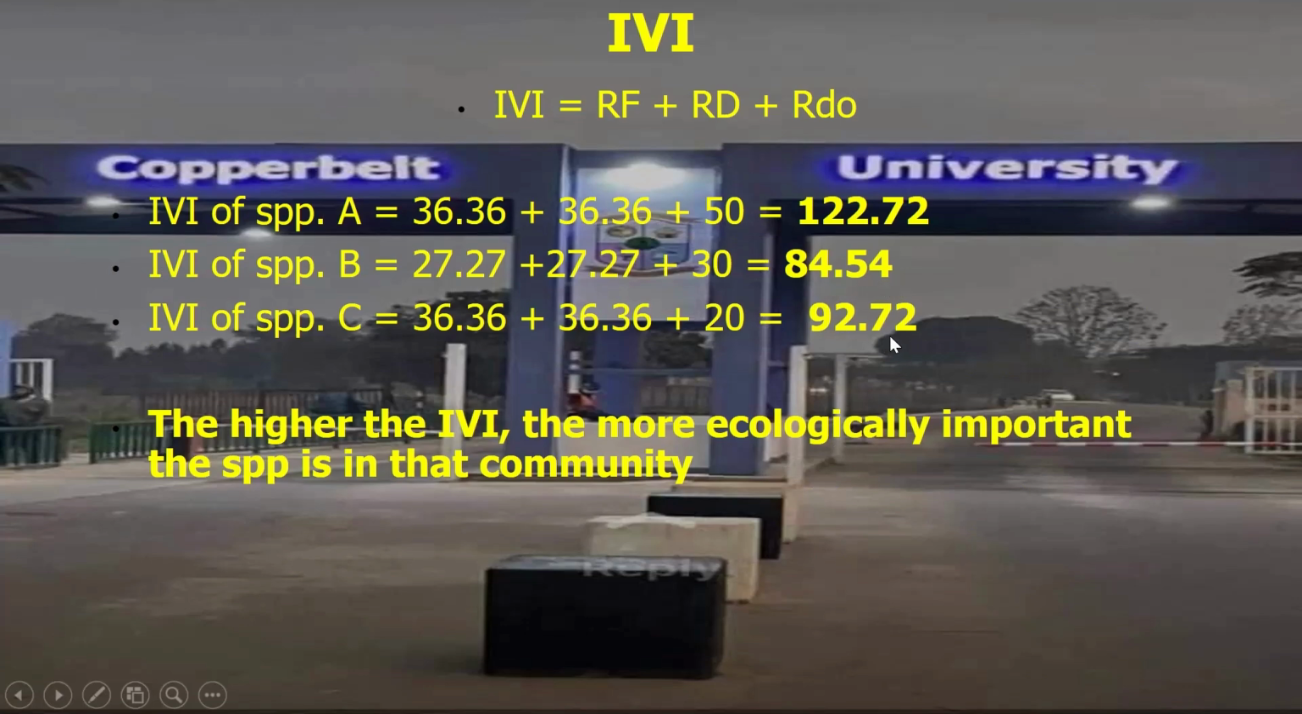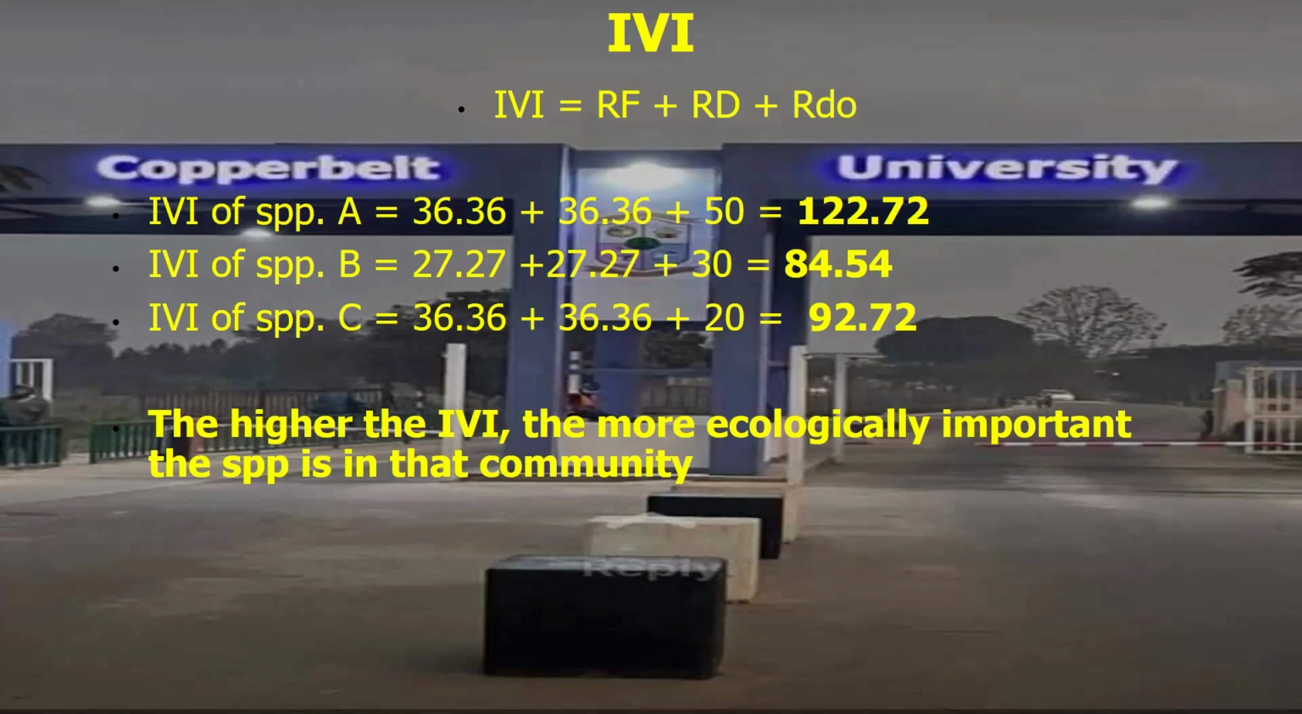For species C, you are getting 92.72. The question is, which species has got the highest index? So you see that the higher the IV, the more ecologically important the species is in that specific community.